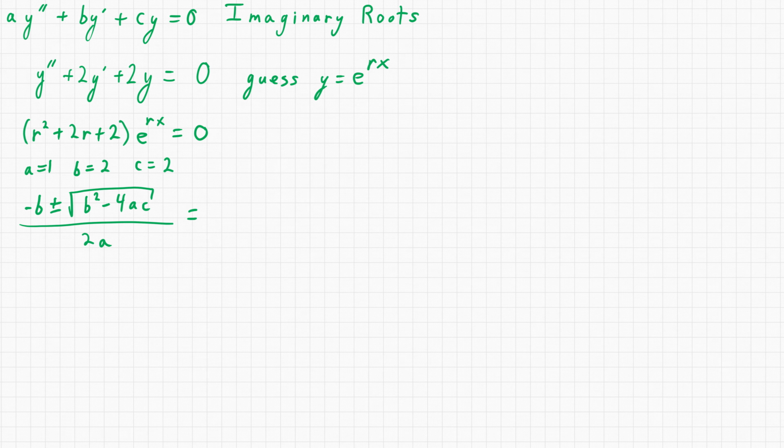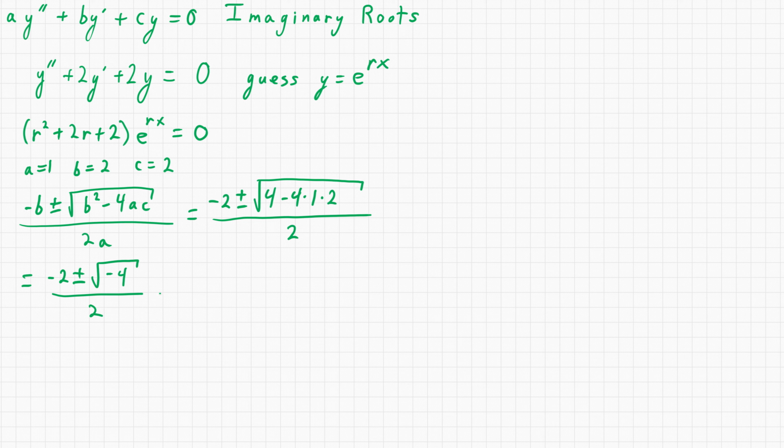All right, we'll start plugging things in. B is 2, so negative b, we get negative 2, plus or minus square root, we get 4, 2 squared, minus 4 times 1 times c is 2, and that's all over 2 times 1, so just 2. That ends up equaling negative 2 plus or minus square root, we have 4 minus 8, so we have negative 4, over 2.